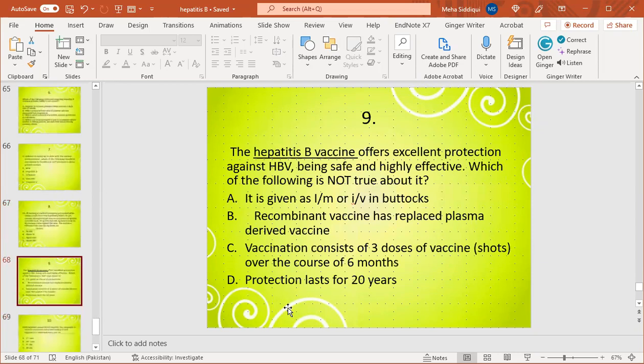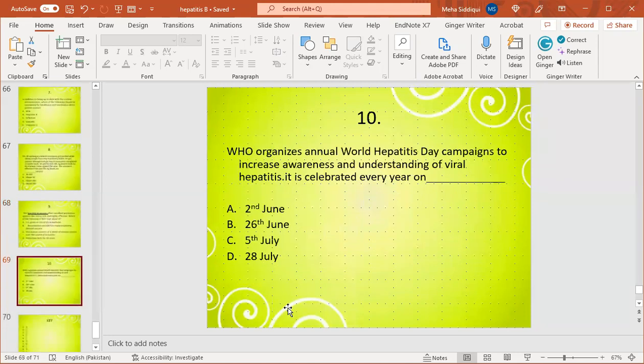MCQ number 9. The hepatitis B vaccine offers excellent protection against HBV, being safe and highly effective. Which of the following is not true about it? A. It is given as IM or IV in buttocks. B. Recombinant vaccine has replaced plasma-derived vaccine. C. Vaccination consists of 3 doses of vaccine over the course of 6 months. D. Protection lasts for 20 years. A is the right option.